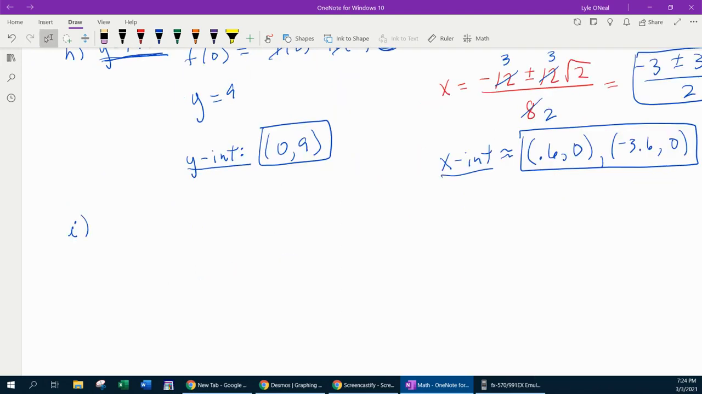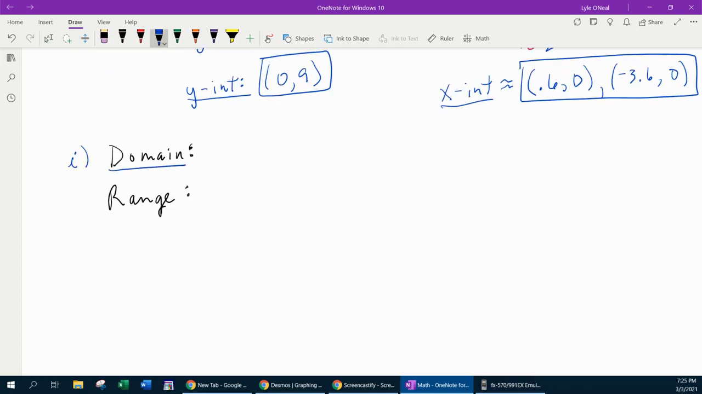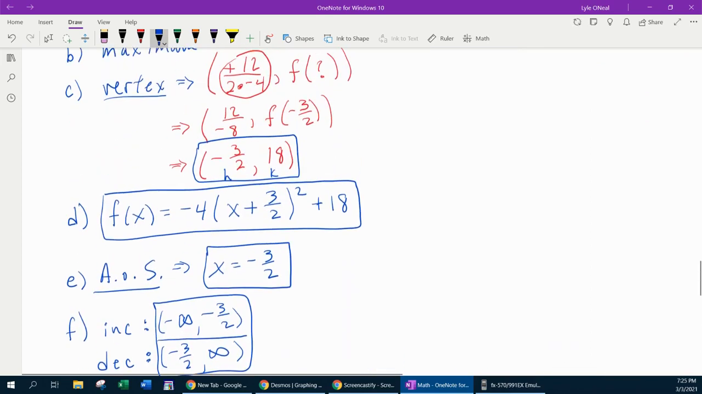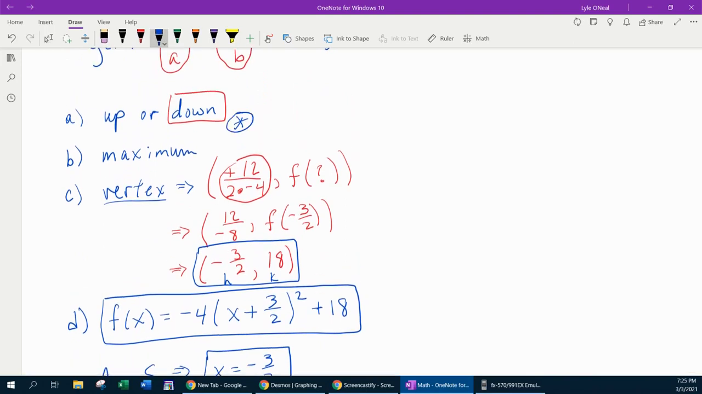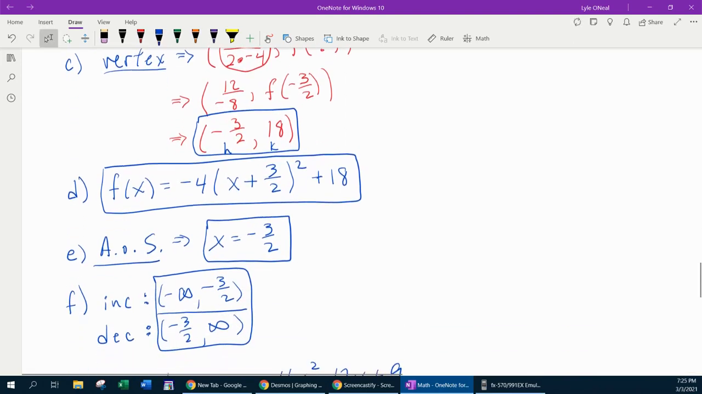For part I, let's go ahead and find domain and range. The domain of any polynomial function, here specifically a quadratic function, is always all real numbers, which can be written in interval notation as negative infinity to infinity. And the range is going to depend on whether the parabola opens up or down, and we need the vertex. So our parabola opens down, and the vertex has a y-coordinate of 18.